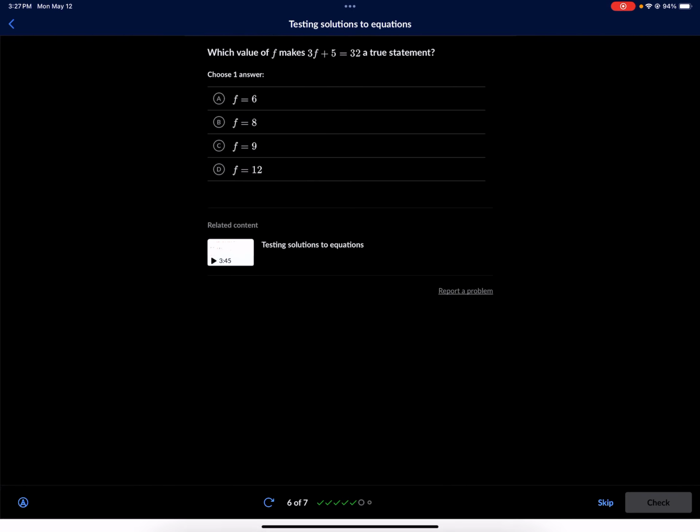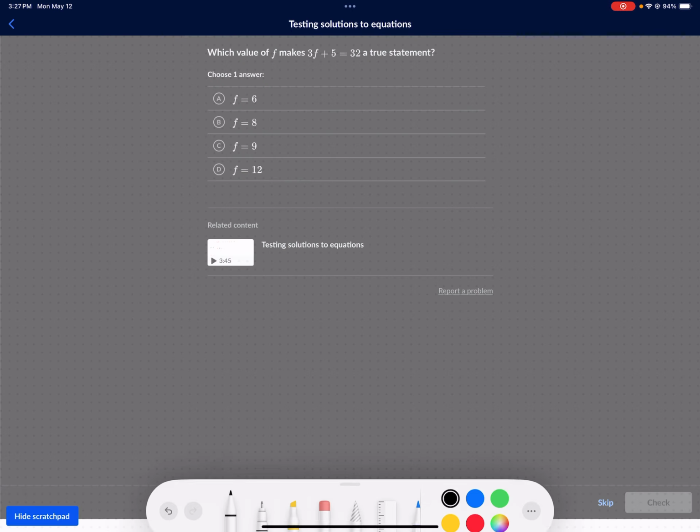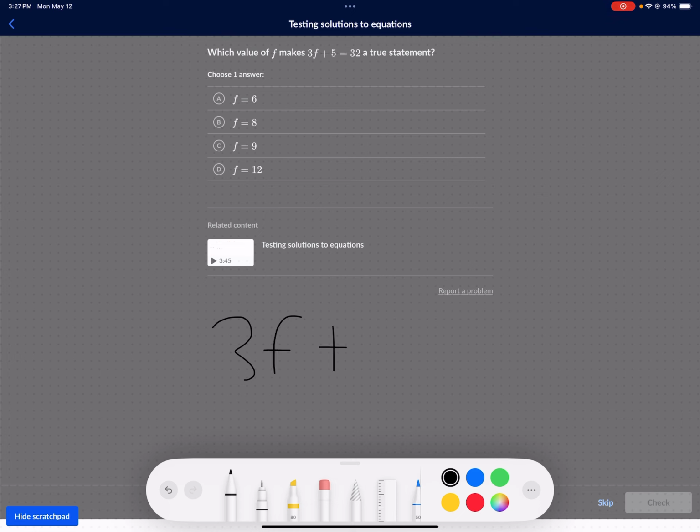What value of f makes 3f plus 5 equals 32 a true statement? So we have 3f plus 5 is equal to 32. We subtract 5 on each side, and that will give us 3f equals 27. Good job if you managed to correctly subtract on both sides. And then we divide by 3 on both sides, so then f is equal to 9.